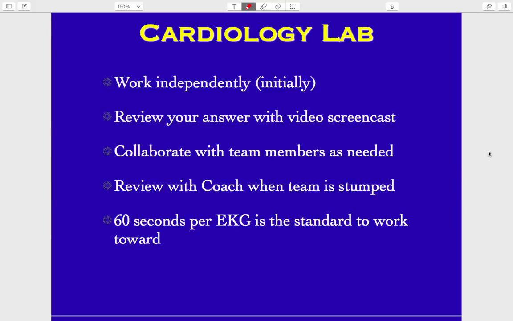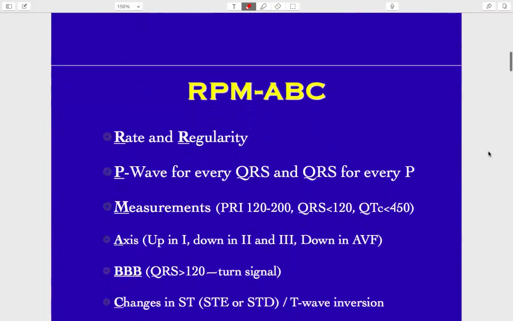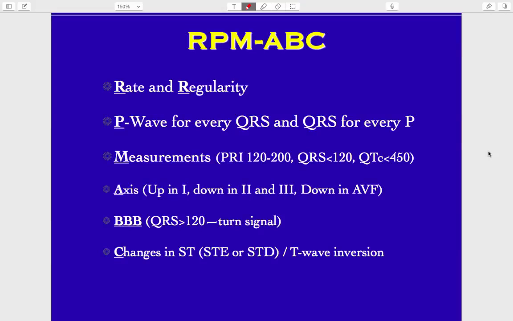The standard is 60 seconds per EKG, and we're not even doing the full thing. We're only doing RPM A and B. And so the 60-second mark should be definitely achievable by this session. RPM ABC, we're looking for rate and regularity initially, and that's pretty quick on these because we're not really analyzing the rate. We're just acknowledging it, just identifying it.